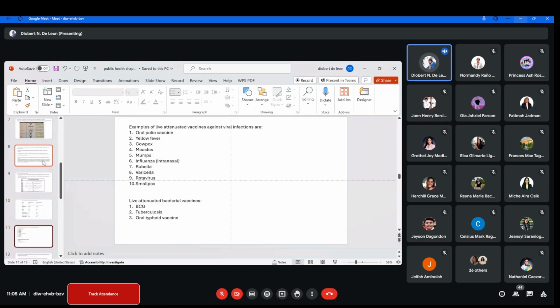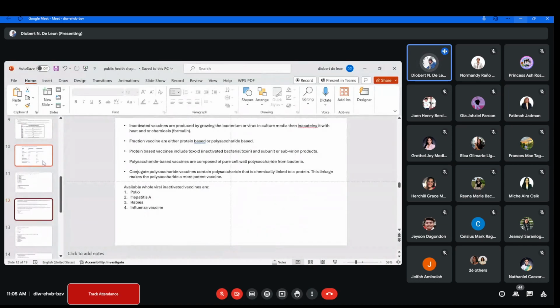Examples of live attenuated vaccines against viral infections are the oral polio vaccine, yellow fever, cowpox, measles, smallpox, rotavirus, rubella, varicella, and the influenza intranasal form. We have the live attenuated bacterial vaccines, which include the BCG, tuberculosis, and oral typhoid vaccine.